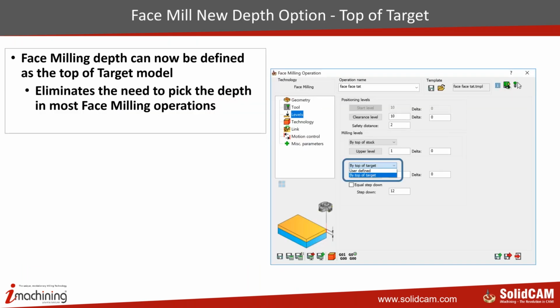You can also select the levels inside face milling, whether you want to use the top of the target, user defined, or by top of stock. Depending upon the stock thickness, when you use by top of stock, the upper level will be selected automatically. You don't have to switch on the stock model every time and select the top face. In the milling levels, you just select by top of stock, and immediately it selects the upper level automatically depending on the stock definition.